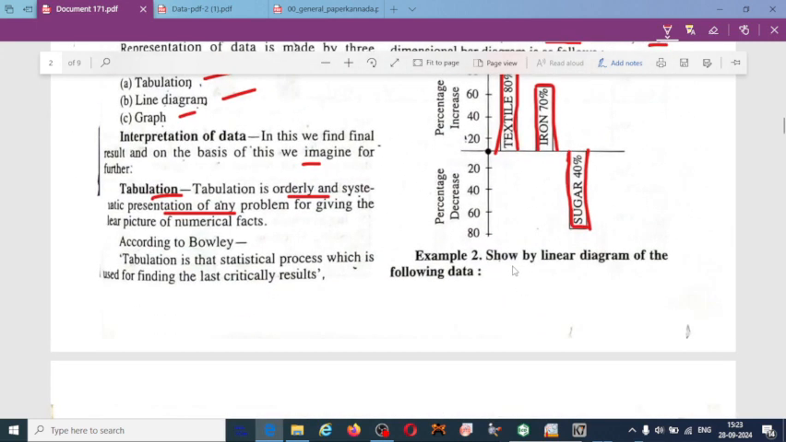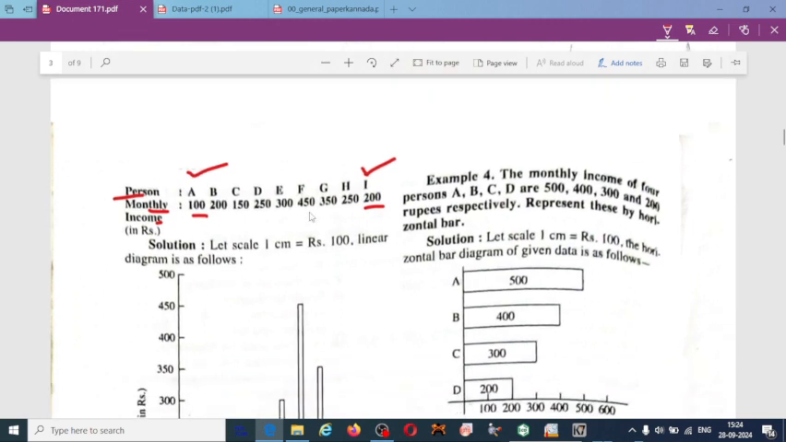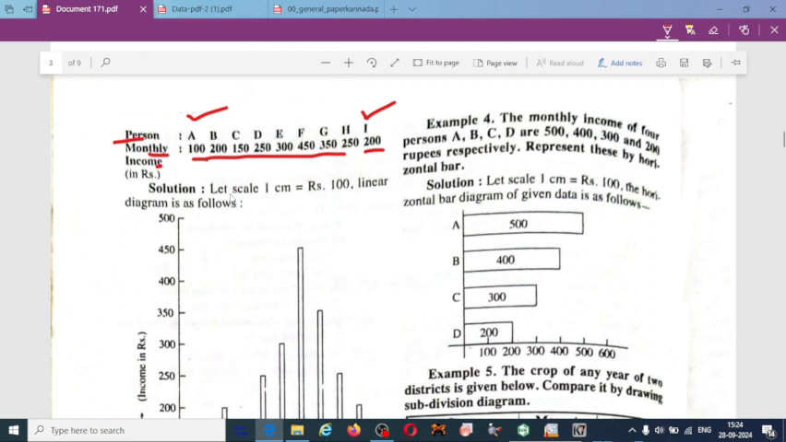So next let us go to another question. Show by linear diagram the following data. Here they have asked for linear, which means one dimensional. Here is the data: persons are represented by alphabets A, B, C, D up to I. The monthly income for different persons from A to I is given from 100 to 200, and in between there is a variation. For I the income is 200 rupees, for A 100 rupees. So in between you can read it and represent it in the diagram.